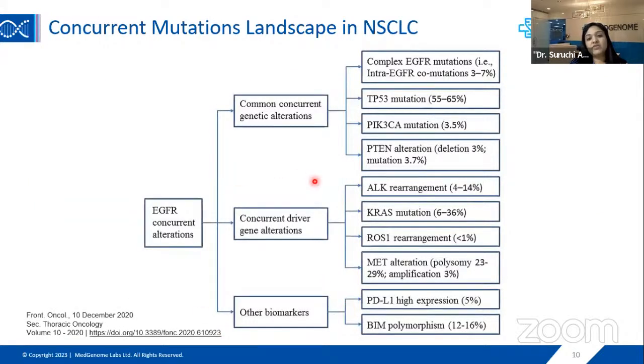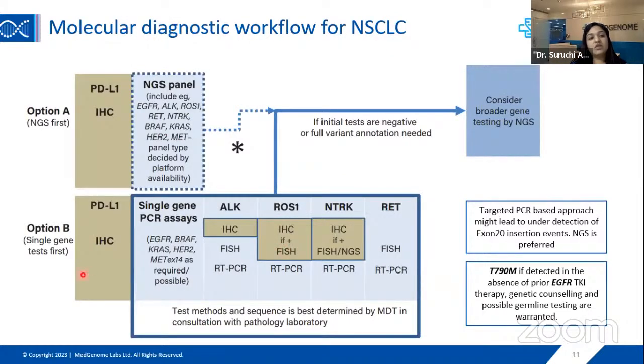Not only uncommon mutations, but concurrent mutations in other genes along with EGFR, like EGFR plus TP53 co-mutation, or EGFR plus PIK3CA or PTEN co-mutations, or other biomarkers like PDL1 high along with an EGFR mutation. So these scenarios are also reported and have to be looked at carefully when selecting the treatment. So then what should our molecular diagnostic workflow be, to include all the important biomarkers so that we can be holistic in our therapeutic approach?